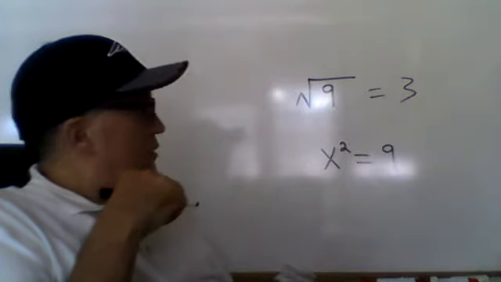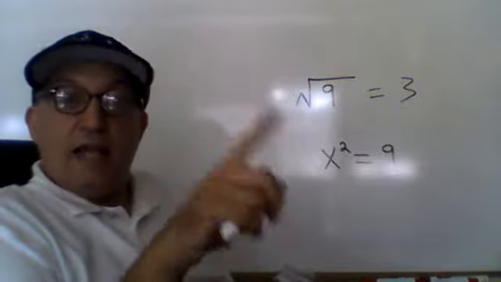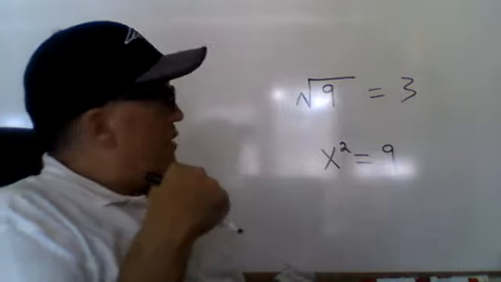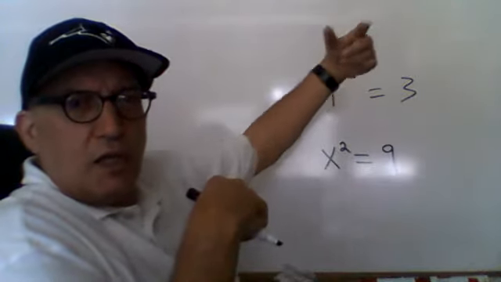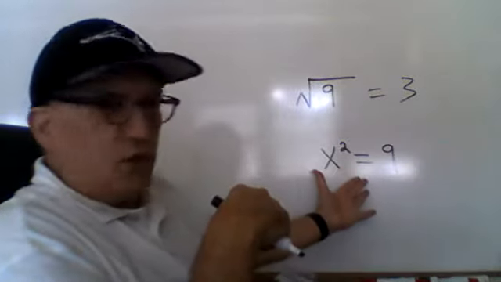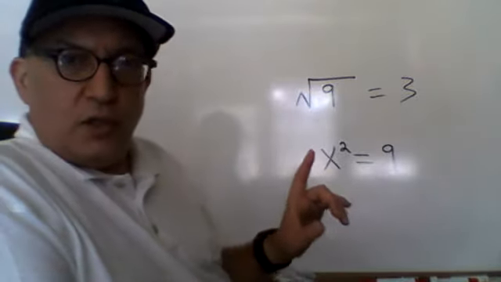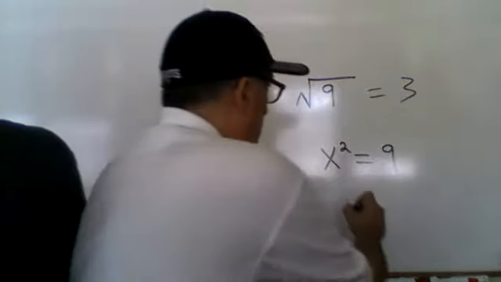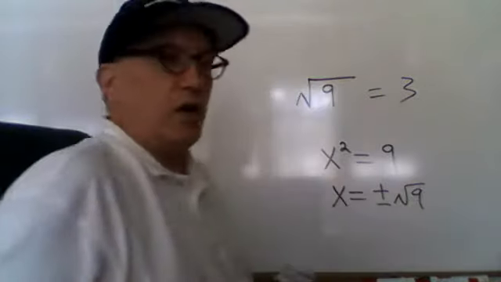But for now, I think you can agree with me that 3 times 3 is 9, and -3 times -3 is also 9. But back up here, I told you that when we write this symbol, the square root of 9, we're only referring to positive 3. So how do we solve this equation? Here it is, very simple. If you have an equation in this form, x squared equals a number, here's the solution. X equals plus or minus the square root of 9.